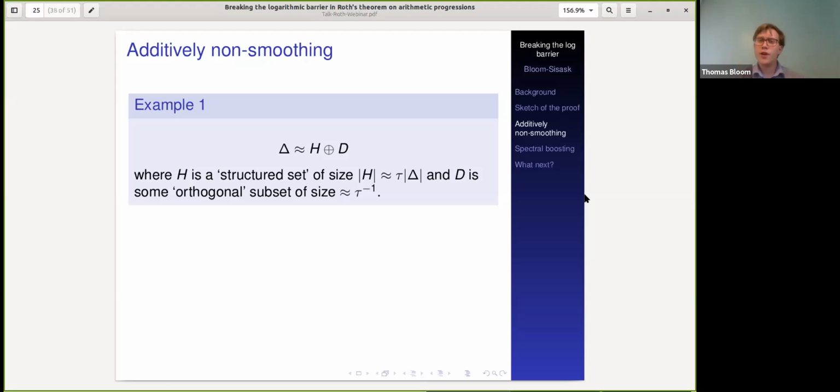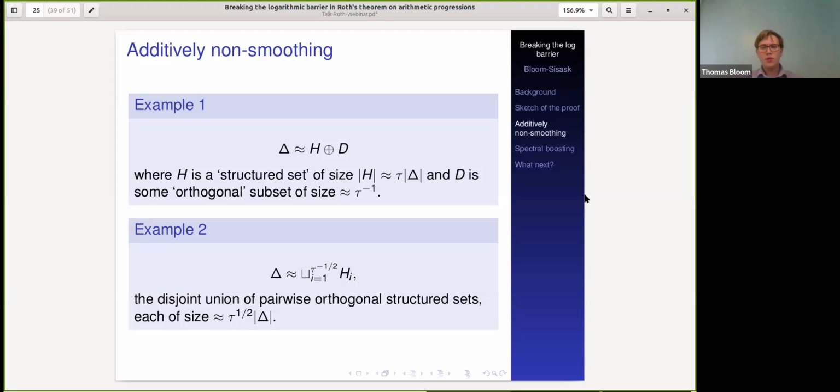Okay, so I won't do the calculation here. I encourage you to try it. It's a fun and instructive heuristic calculation to work out what the E4 energy of this is, what the E8 energy of this is. And it turns out that indeed the E4 is basically tau times delta cubed, and the E8 is basically tau cubed times delta to the 7.